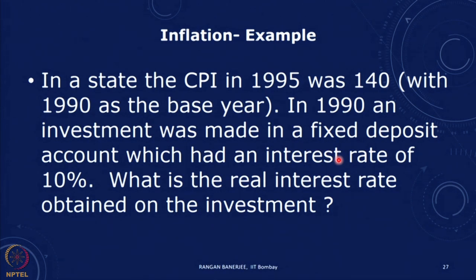Based on this, there are weightages which are given, and these weightages can be used to make this. Let's take a simple example. In a state, the consumer price index in 1995 was 140, with 1990 as the base year. In 1990, an investment was made in a fixed deposit account which has an interest rate of 10%. We want to find out the real interest rate obtained on the investment, because from 1990 to 95 the prices have increased, the value of that money has gone down, and we want to know the actual amount of interest that you are getting.